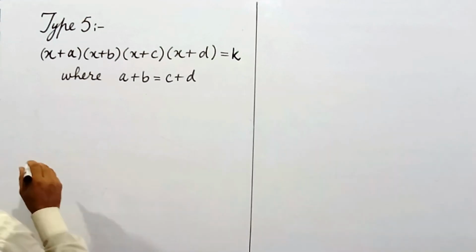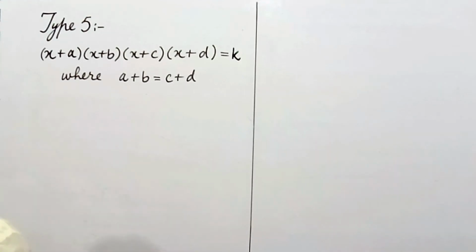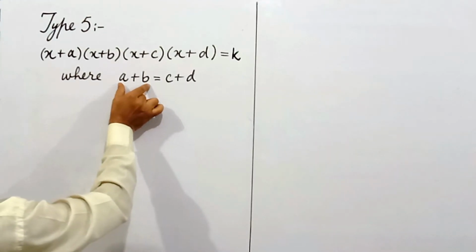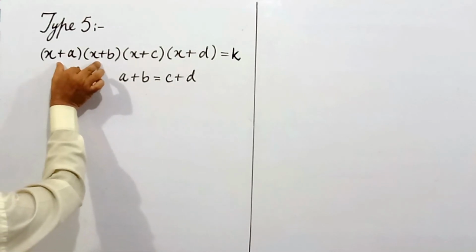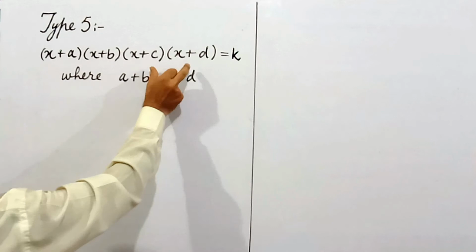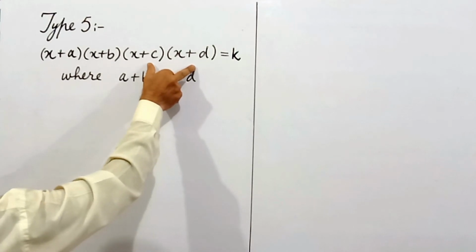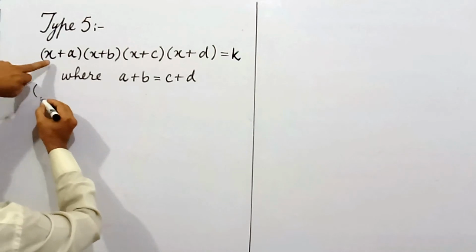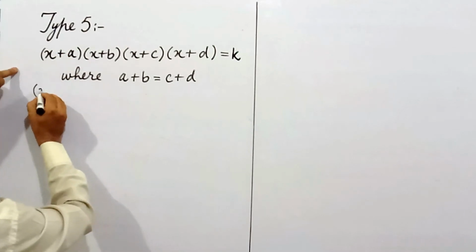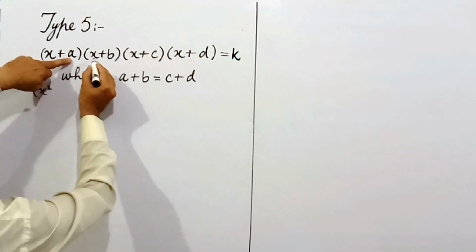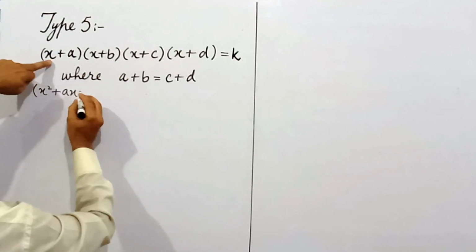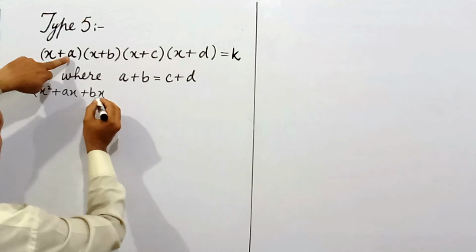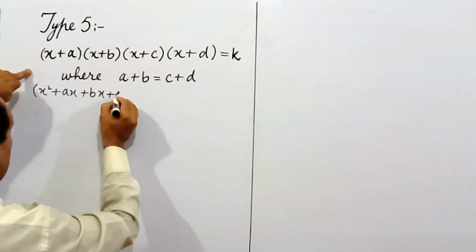So let's do it. In the first step, as we are given a condition, the sum of a and b and c and d, we find the product of these two factors in which a and b is present, and find the product of these two factors in which c and d is present. x is multiplied to x, we have x square. a is multiplied to x, we have ax. x is multiplied to b, we have bx. a is multiplied to b, we have ab.